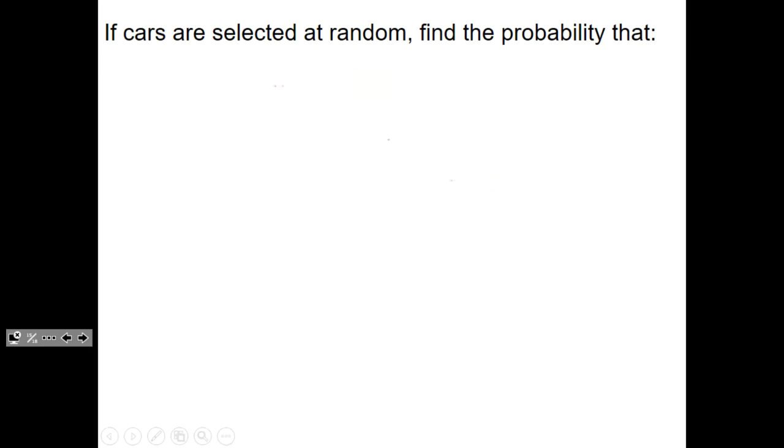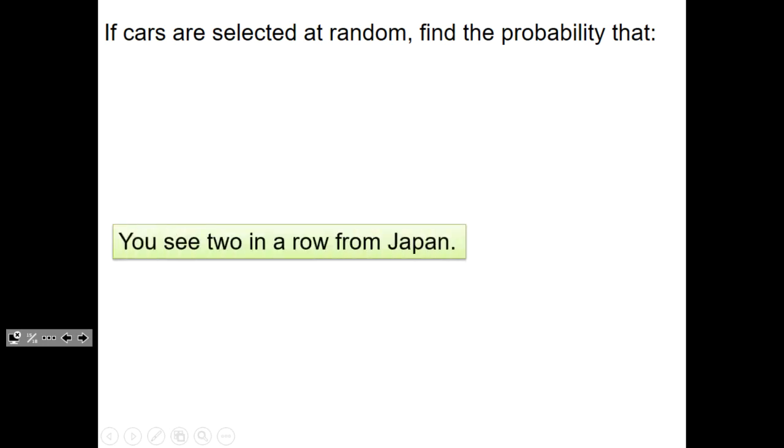Okay? So let's try this. What's the probability that I see 2 in a row from Japan?